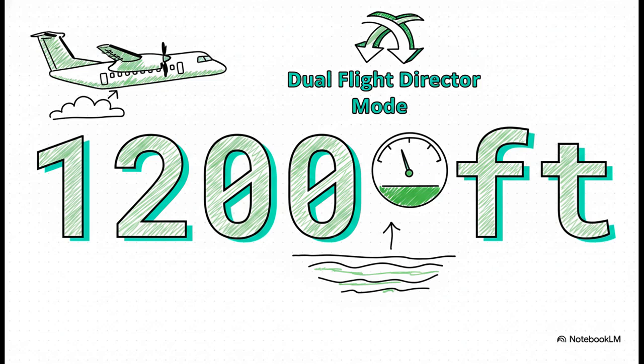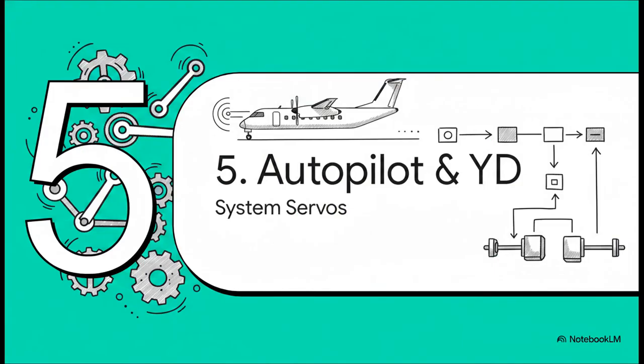1,200 feet. Dual flight director mode activation actually requires a radio altitude to be valid and below exactly 1,200 feet. It's a crucial logic gate. It ensures the aircraft is close enough to the ground to safely utilize radar altimetry for those incredibly sensitive automatic commands. Okay, Section 5, Autopilot and Yaw Damper.